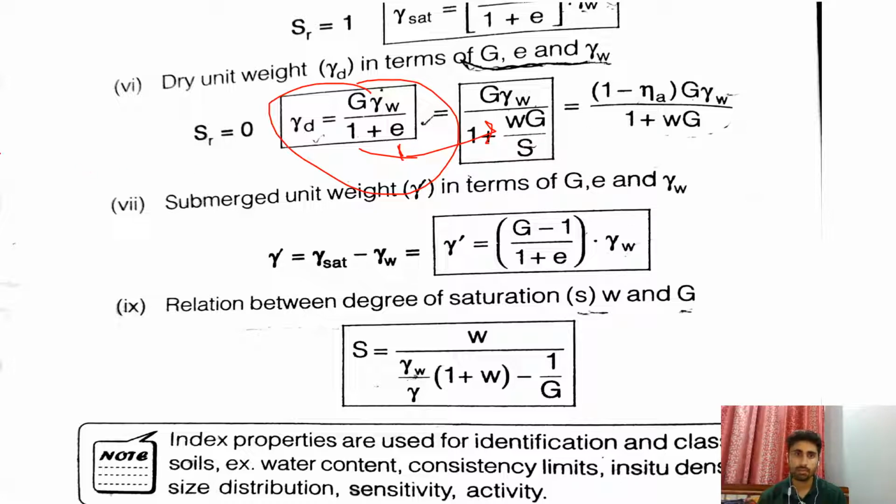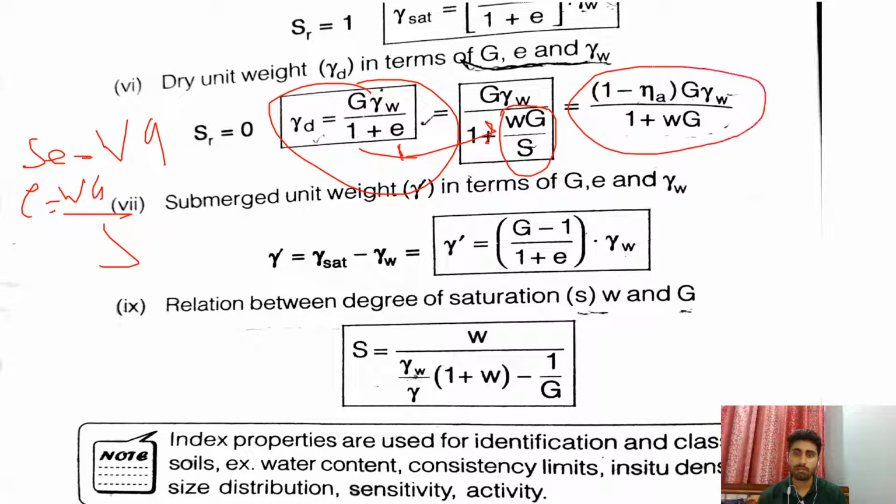See, what is the value of e? Use that equation: S e is equal to W G. e is equal to W G upon S. Nothing is different, but in terms of e, we have placed W G upon S. And again, in terms of porosity you can use this equation, but as I told you, porosity is not of much use in soil mechanics as compared to e. Okay.